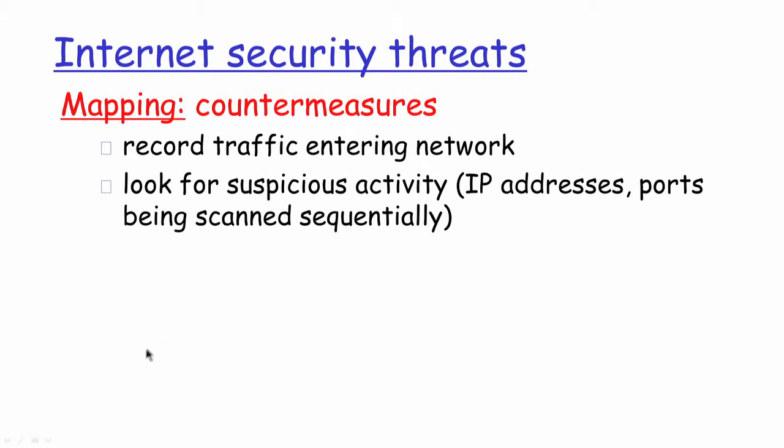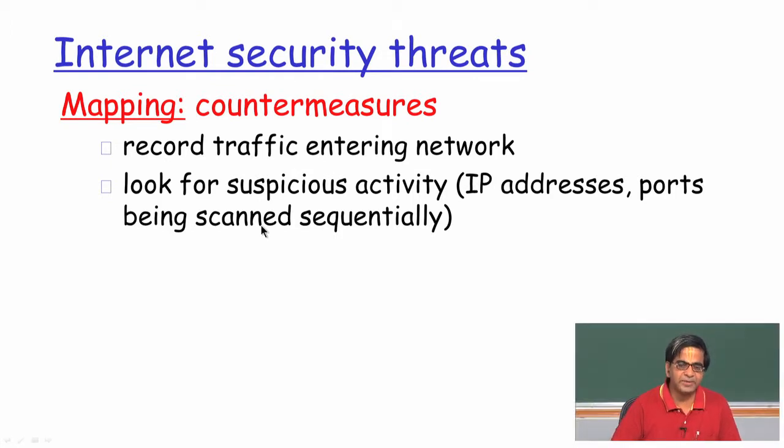So, what kind of countermeasures could be taken to prevent this kind of mapping? Record the traffic that is entering the network, and look for any suspicious activity, be it the source IP address from which it is originating, or very frequent port scans happening on any of the local IP addresses. If there is any such suspicious activity, preventive measures should be taken immediately to ensure that those specific IP addresses are blocked from getting inside our network.